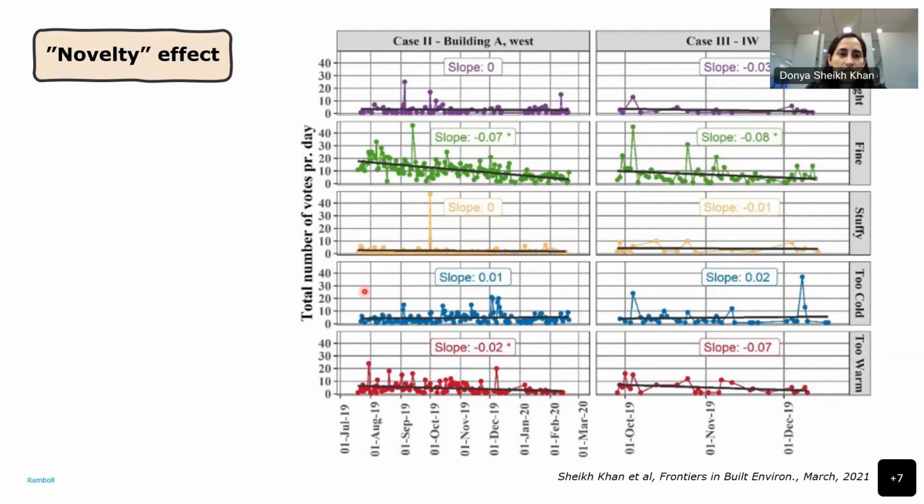You can actually see, this is from the study that I conducted with the occupant voting system we tested. If you see the votes for fine, the green line, in the beginning, people voted frequently, but this voting pattern or frequency actually dropped over time. So this novelty effect is important to have in mind in order to sustain data collection over a long period of time.